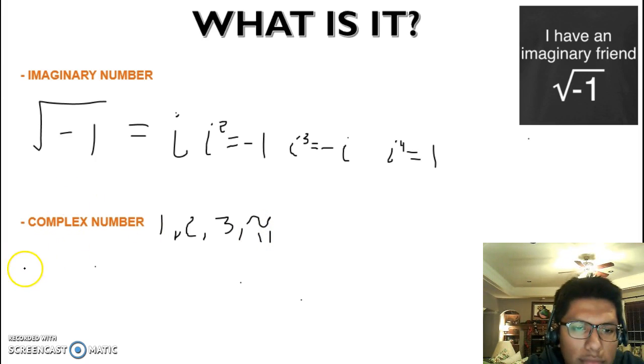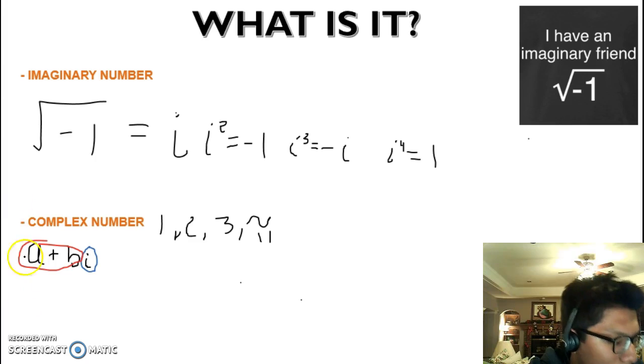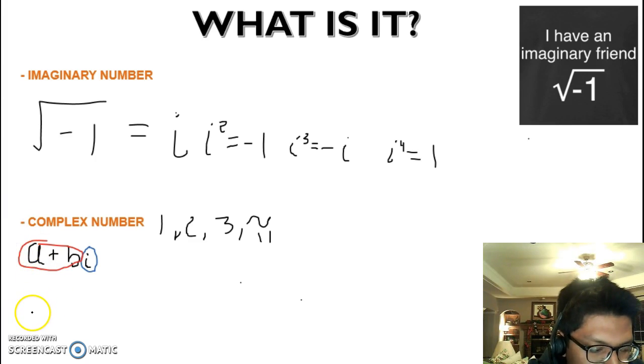So, the combination of a real number and an imaginary number, and we can express it as a plus bi. i is our imaginary number, and a and b are real numbers. So then, I'll give you an example: 2 plus 3i.